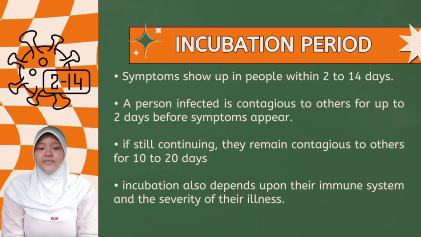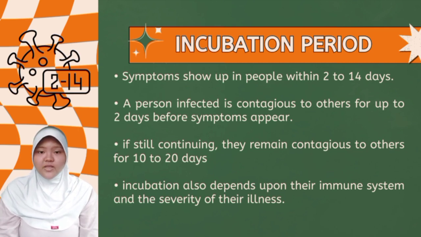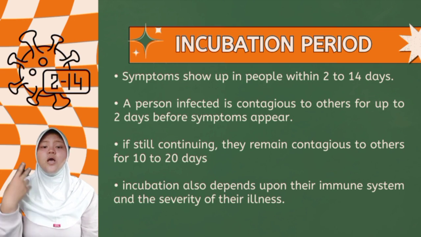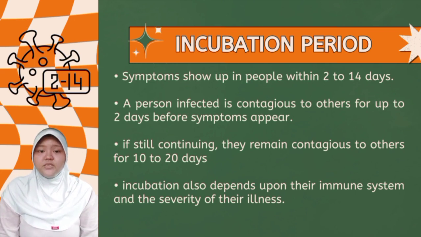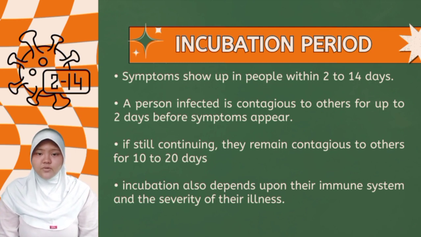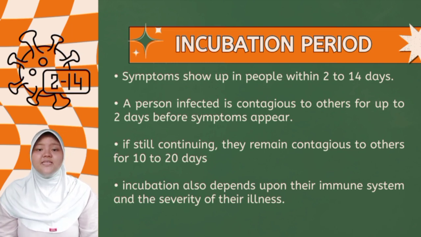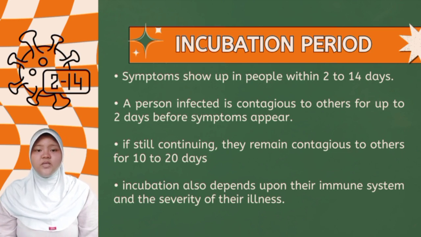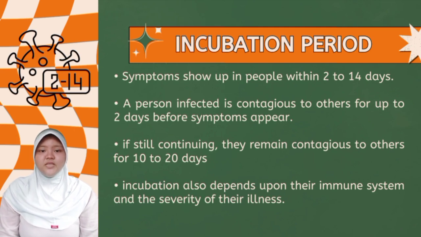The last thing I discussed was what is the incubation period for COVID-19. Symptoms show up in people within 2 to 14 days of exposure to the virus. A person infected with the coronavirus is contagious to others for up to 2 days before symptoms appear, and they remain contagious to others for 10 to 20 days, depending upon their immune system and the severity of their illness.